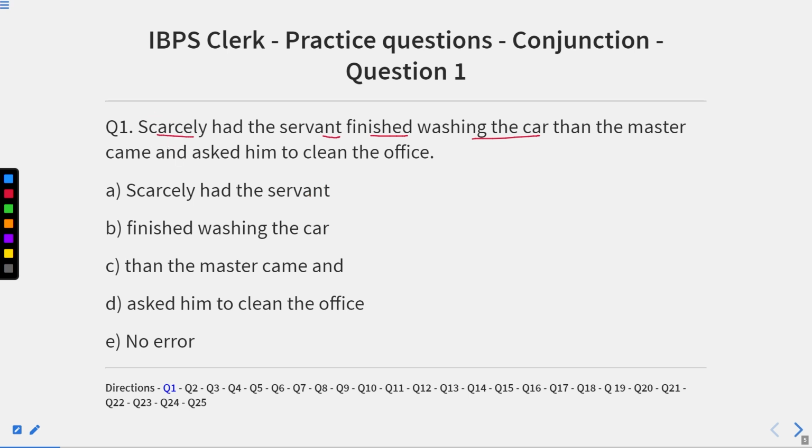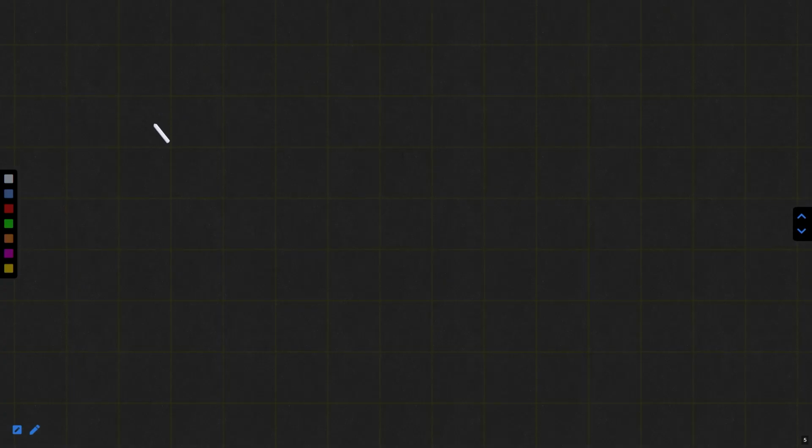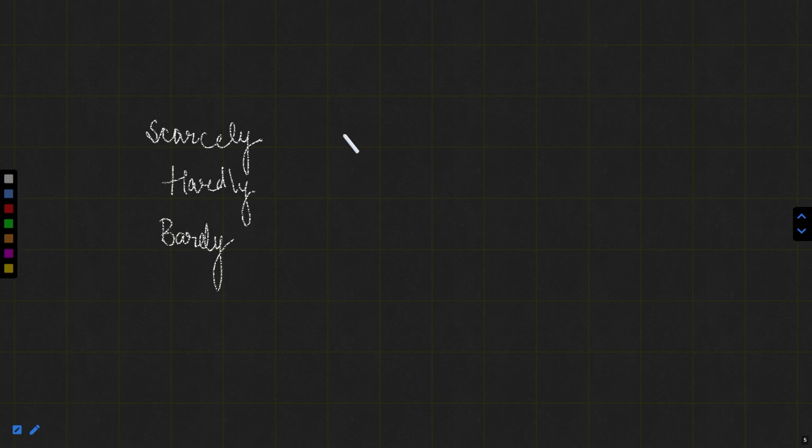Now here we have the word scarcely. There is a concept with the word scarcely. If this word, that is scarcely or hardly or barely, if any of these three words are in the sentence, they will make their pair with when. So this is called a correlative conjunction or pair conjunction, which is predefined, where scarcely, hardly and barely will pair with the word when and not any other word.